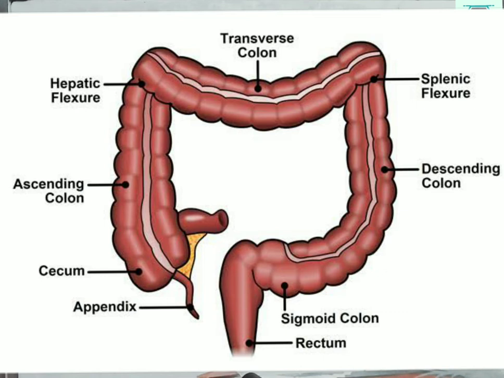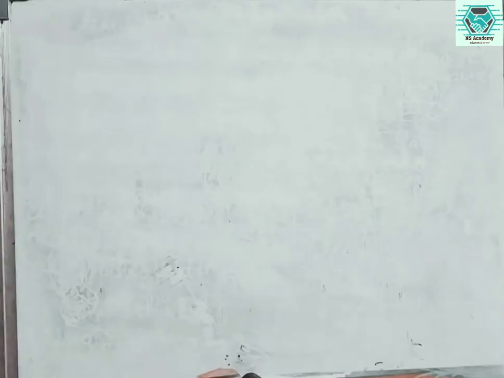Next, the transverse colon, we see that it passes from the right to left around the cranial mesenteric artery. The descending colon runs caudally, curves near the pelvic inlet and becomes continuous with the rectum. In the diagram, we can see the parts.